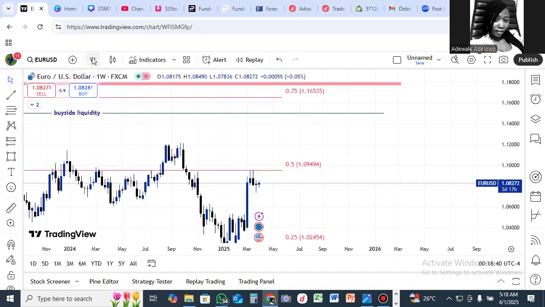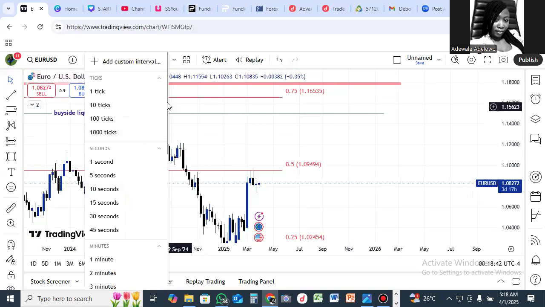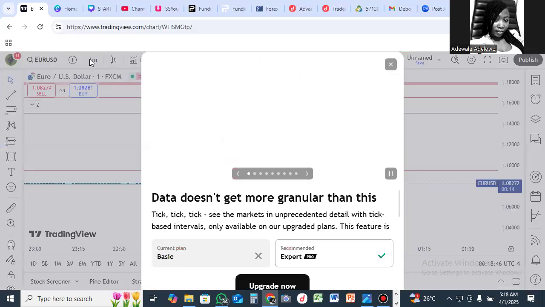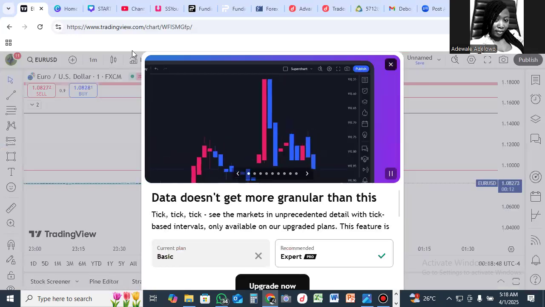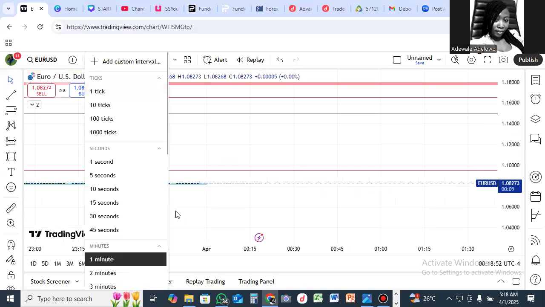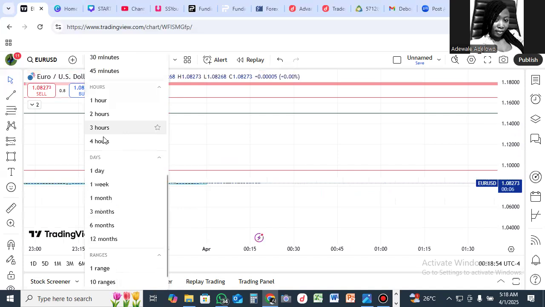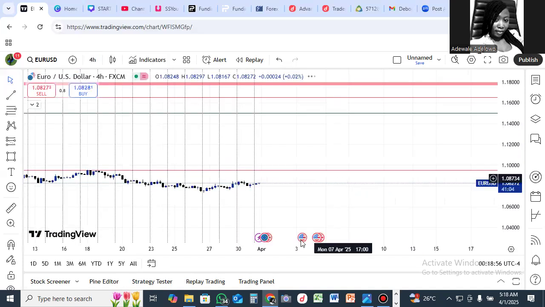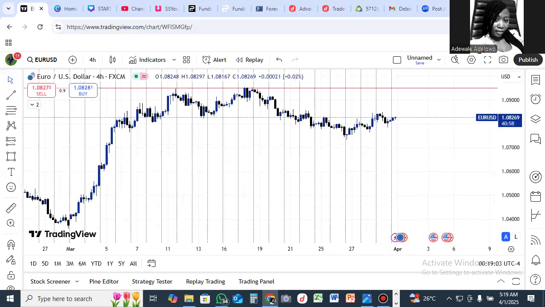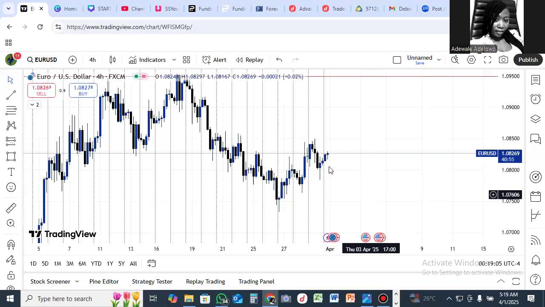So let me go back to 4 hours again to quickly point out to you that target I told you about. Actually I want to pick 4 hours. Okay, 4 hours, guys. So the trade I entered was actually from this point, and my target was this low.